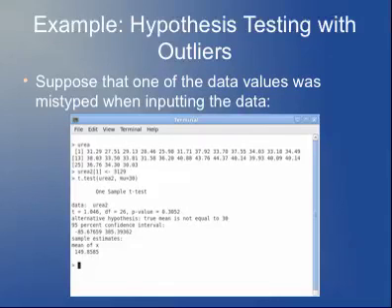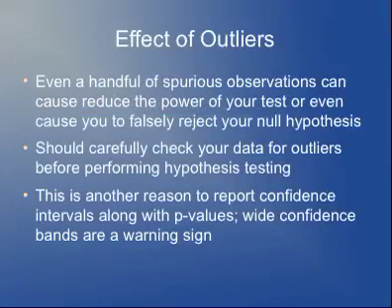That's a big problem when we have outliers. They can cause us to conclude things that aren't true. Even a handful of spurious observations can reduce the power of our test, or even cause us to falsely reject the null hypothesis. So it's important to check for outliers before performing tests, and it's another reason to report confidence intervals along with p-values, because if you have a very wide confidence interval, it's often a warning sign that there are outliers in your data.